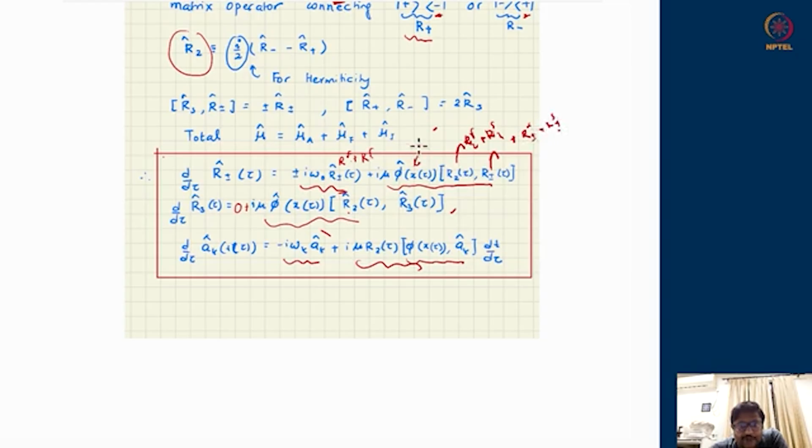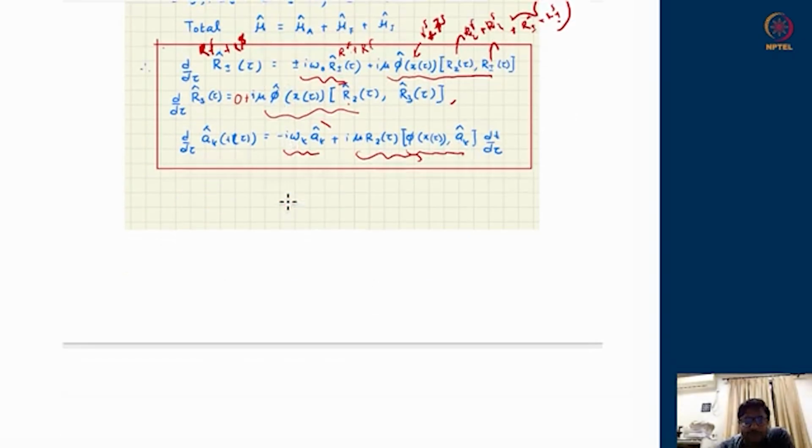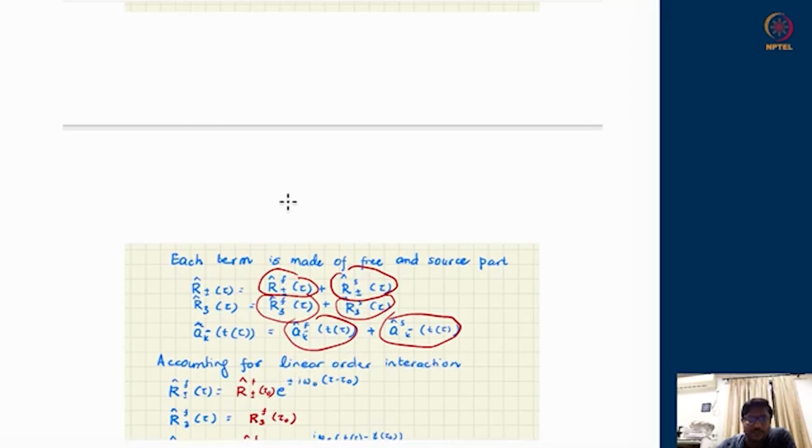Similarly, for phi, you will write phi F and phi S. So you will see this kind of thing will appear and it will become an iterative equation. That means here R plus free part or R plus sourced part will depend on the source part and free part itself as well. So you see there is a coupling between the free part and the source part, and so on.